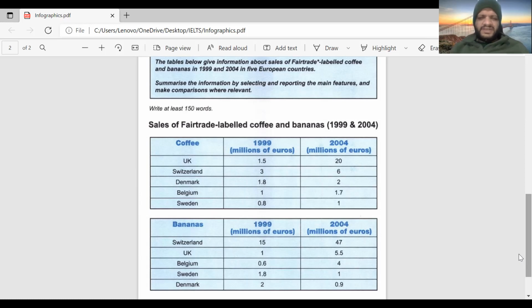Now you can simply say that for coffee in each of the countries there was an increase. For bananas there was an increase in 3 countries, and in two there was a decrease, and that would be an awesome overview. You should not be doing anything extra in that. And then in one body paragraph you can talk about coffee, how it maybe increased or decreased from one year to the other. And so is the case with bananas in the second body paragraph. And what you're going to get is a very sexy, I would say, task achievement.